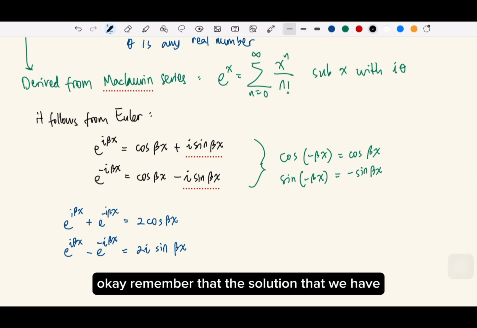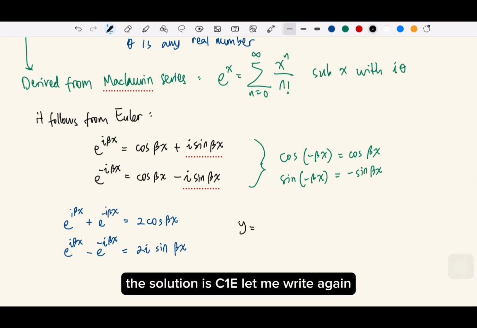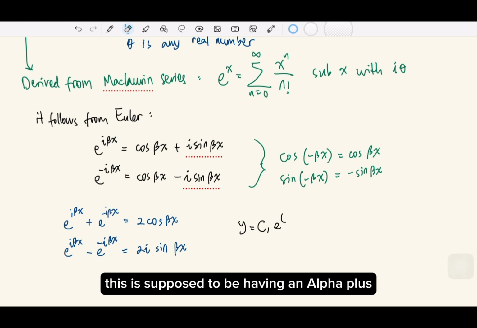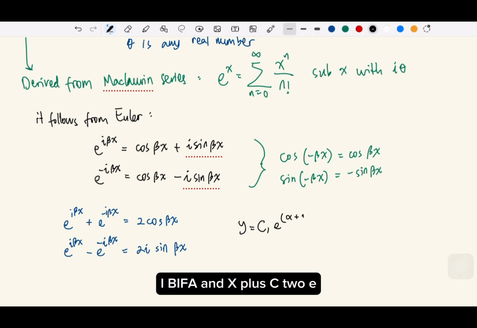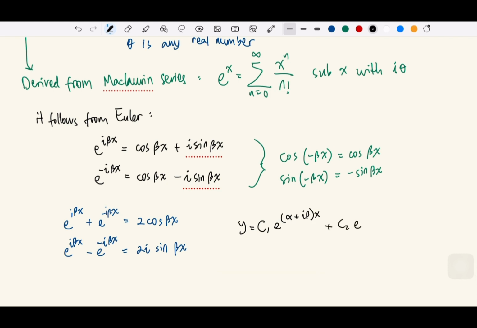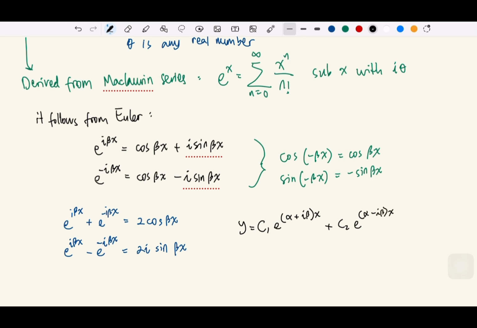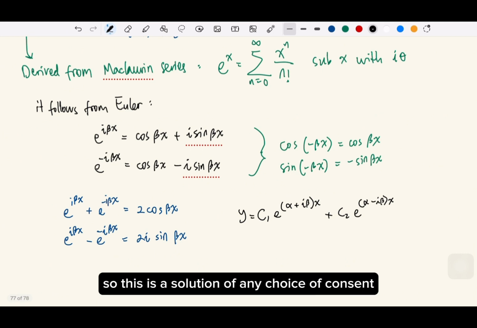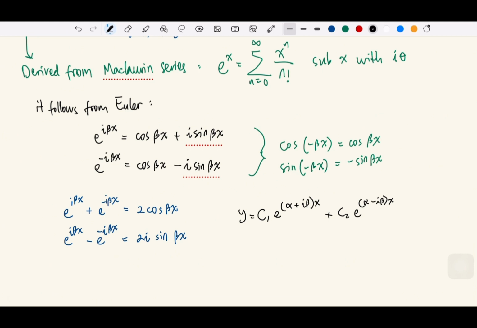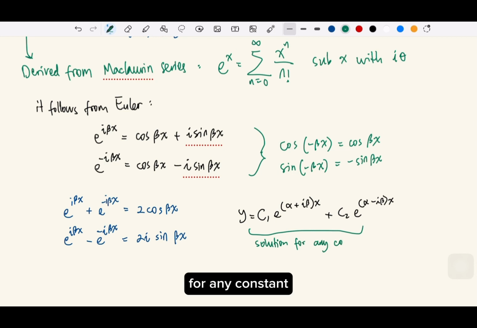Okay, remember that the solution that we have is C1 e to the alpha plus i beta x plus C2 e to the alpha minus i beta x. Okay. So this is the solution for any choice of constants C1 and C2.